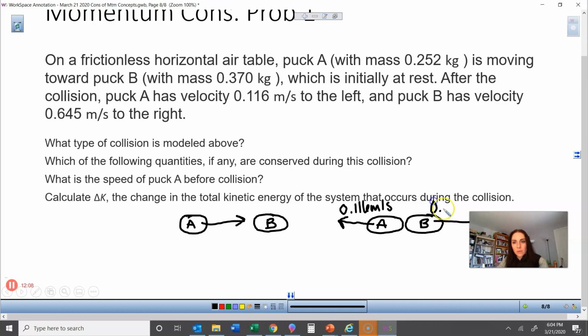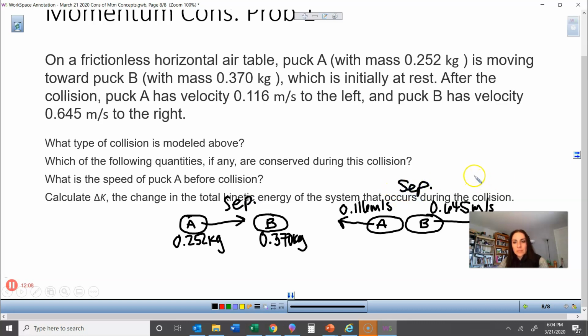And then this is 0.645 meters per second. This is why I like drawing a picture, because then it's less likely that you're going to mix up these numbers. So this mass is 0.252, and this one is 0.37. Okay. So they're separate to begin with, and then they're separate to end with.